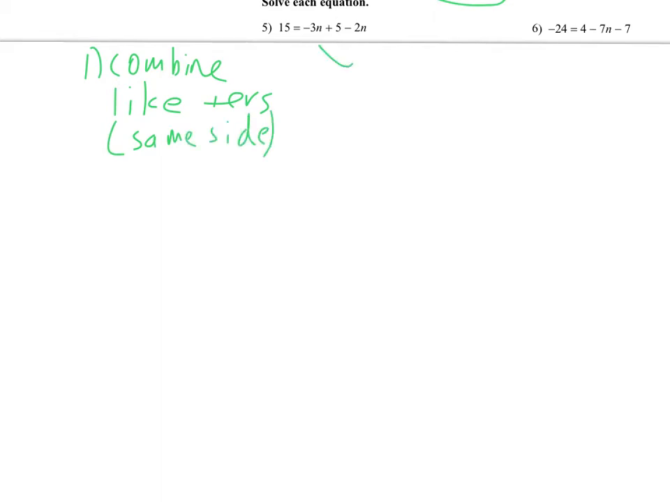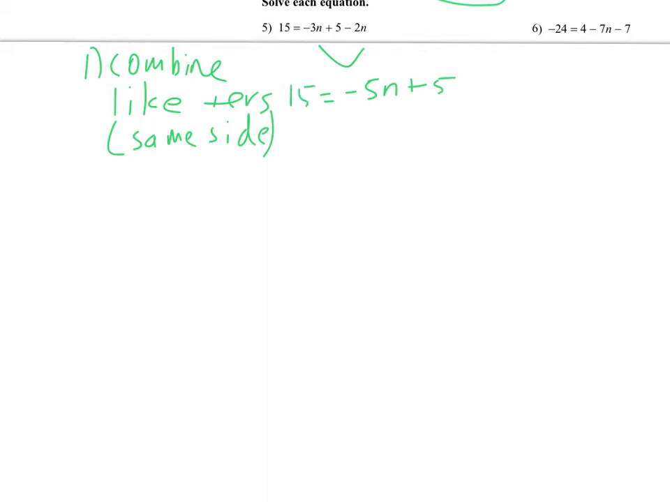All right, now we're going to move on to this question set, so we're solving these equations. So on number 5, the first thing I see we want to do is combine like terms. And we always want to do this if they're on the same side. So I'm going to combine these two on the same side. So that's negative 3n and negative 2n makes negative 5n plus 5. Over here is still 15.